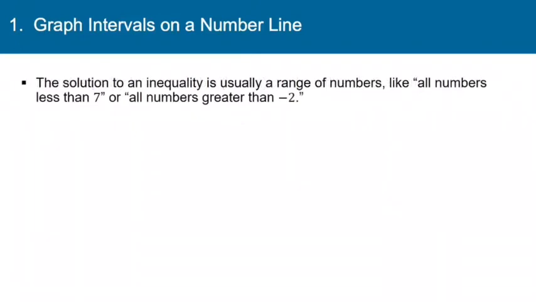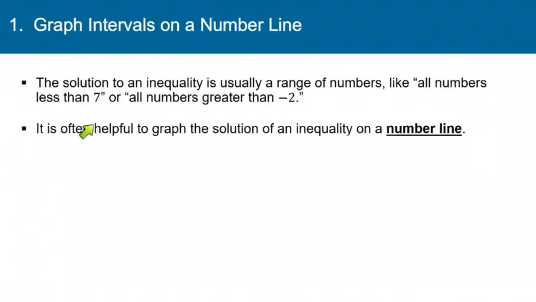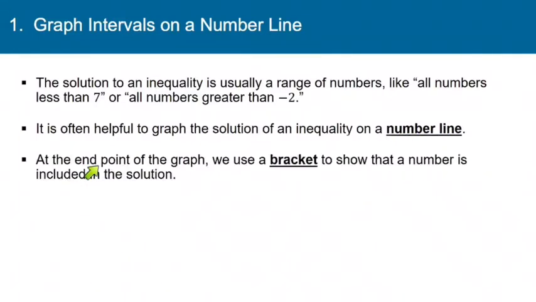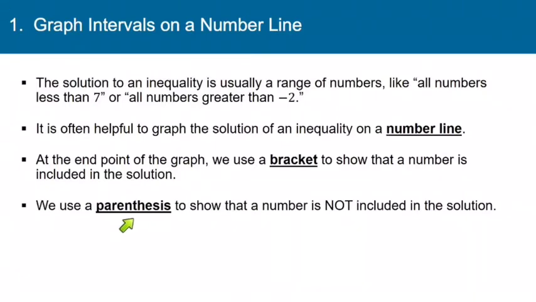Now, one thing that's different when we're solving inequalities than what we saw when we solved equations is that the solution to an inequality will not be just a single number. The solution to an inequality is usually a range of numbers. Like your solution will be all numbers that are less than 7, or it might be all numbers that are greater than -2. And so it's often helpful to graph the solution of an inequality on a number line. At the end point of the graph, we'll either use a bracket to show that a number is included in the solution, or we'll use a parenthesis to show that the number is not included in the solution.